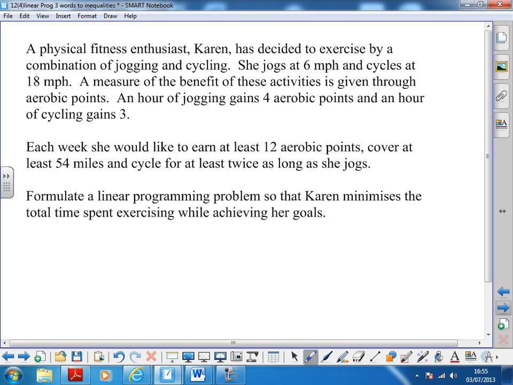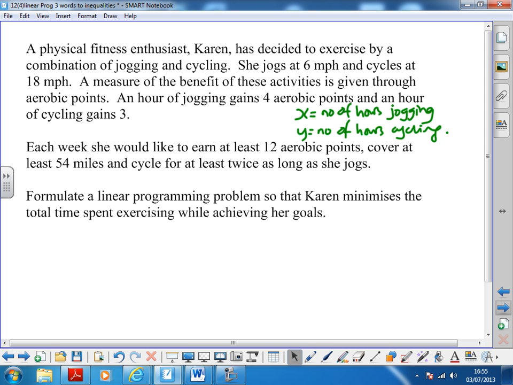Yes. Okay. So X is, Y is number of. Is it hours doing something? What does she get points for? An hour of jogging. Yes. So it must be the number of hours. So X is the number of hours jogging, and Y is the number of hours cycling.